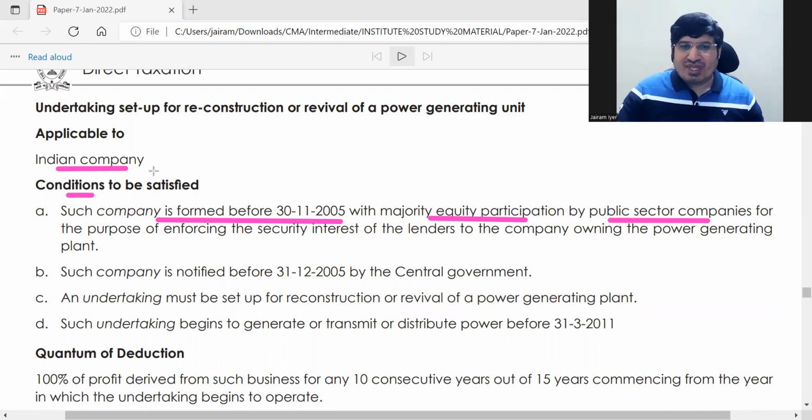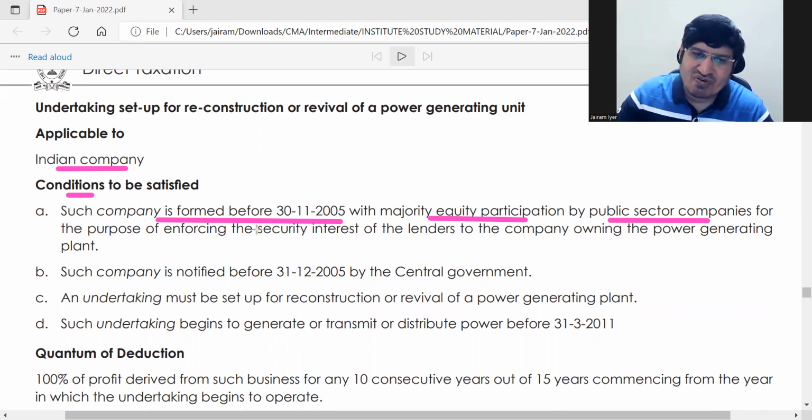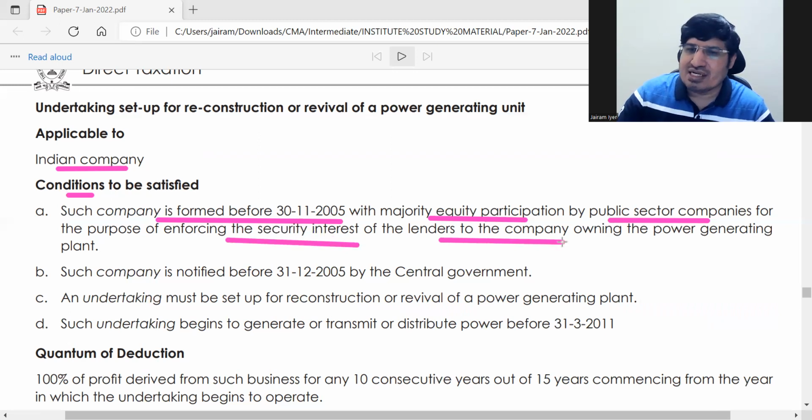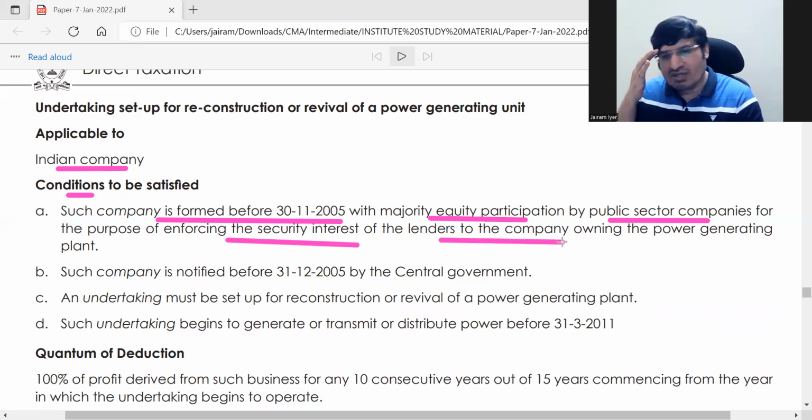Okay, and why it is done is for enforcing security interest of lenders of the old company. Okay, so old company के जो lenders हैं, ठीक है, they have lent money for the power generating unit. Now the company is not working properly. ठीक है, so now they want their money back. So for that purpose, यहाँ पे they will start a new company.